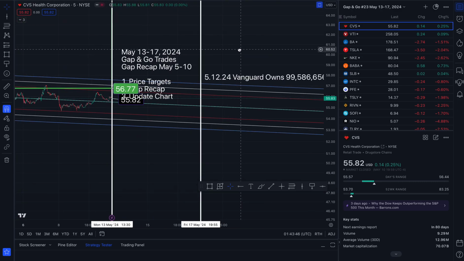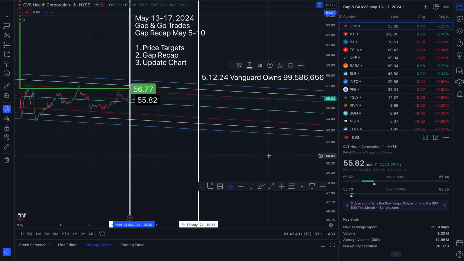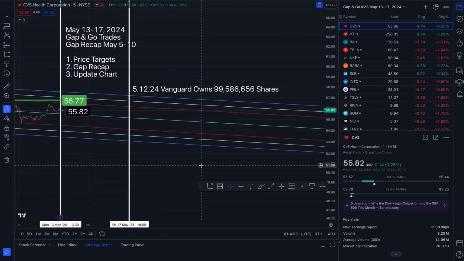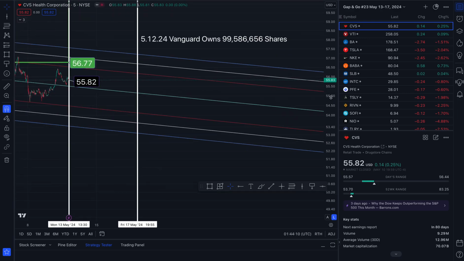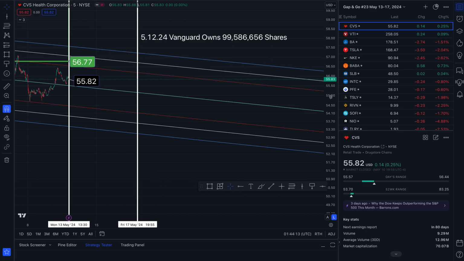Oh, by the way, I looked this up. As of today, I saw this on TipRanks. Vanguard owns 99.5 million shares of CVS. So if Vanguard owns it, I don't think Vanguard is going to let itself fail. They're going to do whatever they need to do, put out press releases about how great the company is doing, or short it and then buy it for less. Who knows what they're going to do? Or the analysts, if they want to move the market, they'll write something nice about it.